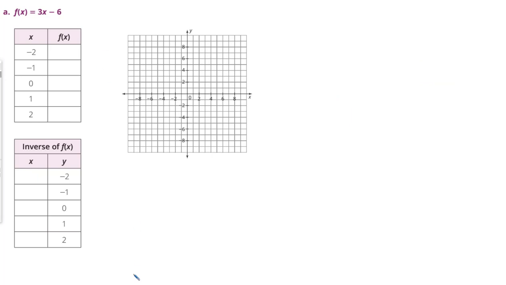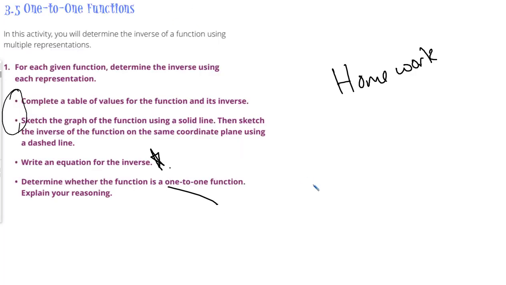And so y'all are going to go through and do each of these problems. We will discuss them at the start of class tomorrow. If you finish that, start on Mathia, the inverse unit, which is Mathia, Unit 10.